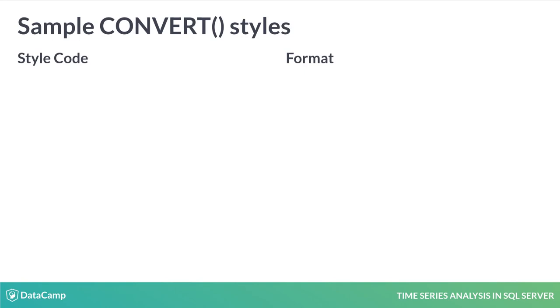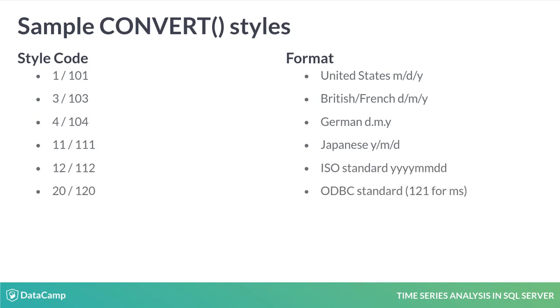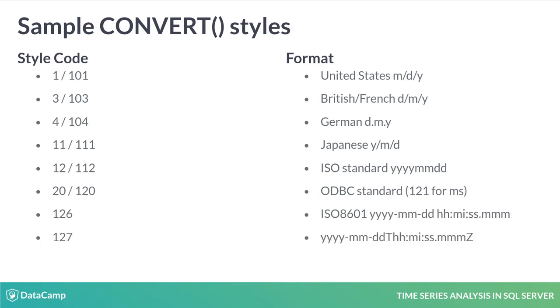Microsoft supports a few dozen distinct conversion styles. We already saw United States format, but that's not the only national format. We can use 3 or 103 to print in the British or French national format. There are others as well, such as German, Japanese, and Italian. We can format in the ISO or ODBC standards for interoperability. There is even the ISO 8601 standard, which is my preference.